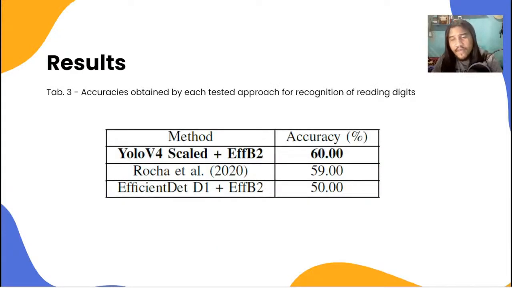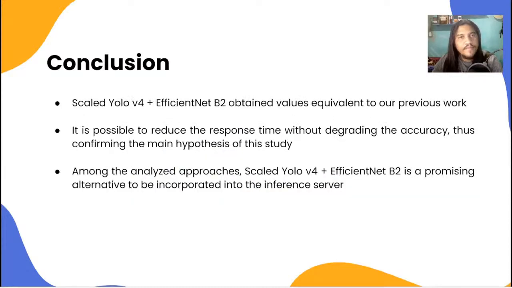At last, regarding accuracy, the combination of ScaleDOV4 and EfficientNet B2 obtains the best result, surpassing the others, including our previous work. So we can conclude the following points. ScaleDOV4 combined with EfficientNet B2 obtained values equivalent to our previous work. It's possible to reduce the response time without degrading the accuracy, thus confirming the main hypothesis of this study.